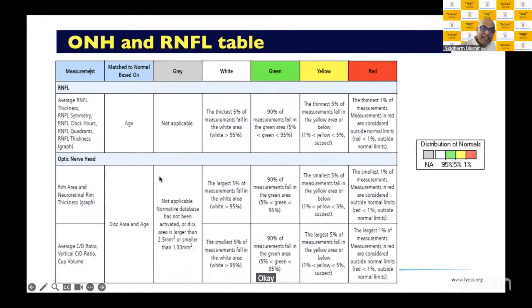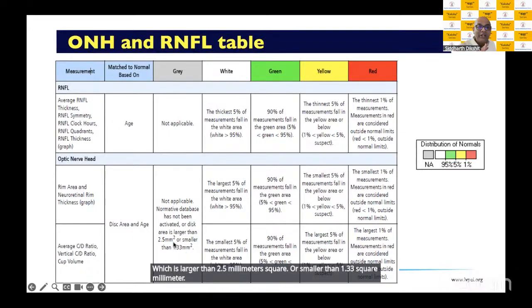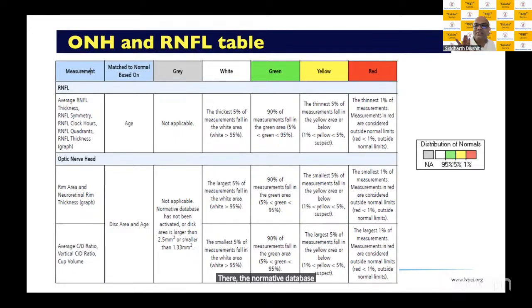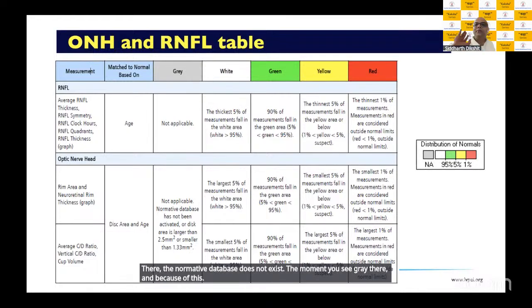Okay. But then look at this. Any disc area which is larger than 2.5 millimeter square or smaller than 1.33 square millimeter, there the normative database does not exist. The moment you see gray there, and because of this, just throw the OCT printout.